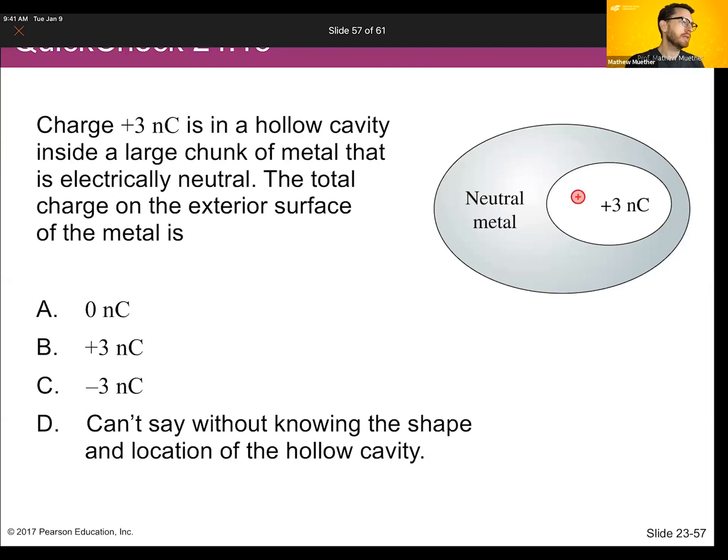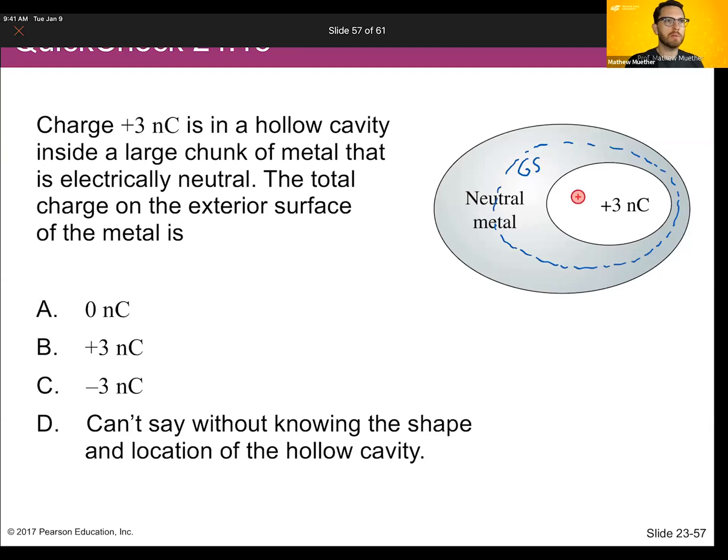Okay, let's go ahead and end the poll. So a lot of you selected B, but some C's. So let's see, what's going to happen here? Well, I have 3 nanocoulombs sitting there. If I imagine picking a Gaussian surface that's inside of this, so imagine I pick a Gaussian surface like this. Am I going to have any flux through that Gaussian surface?